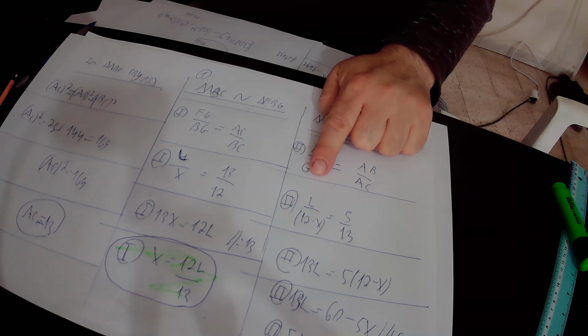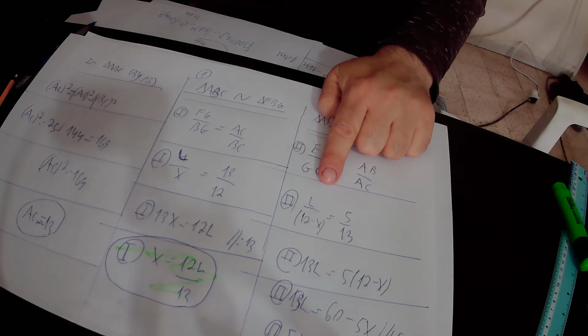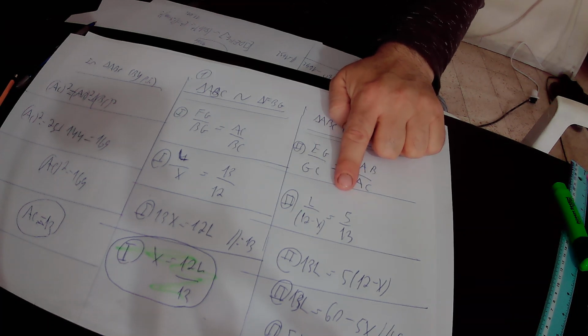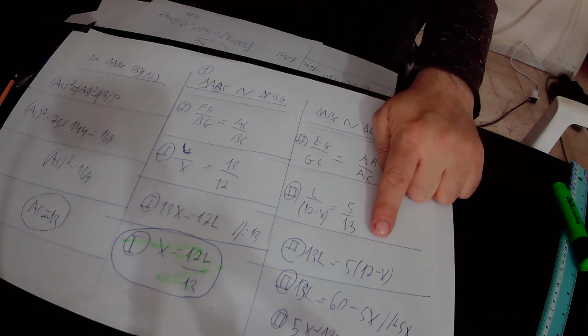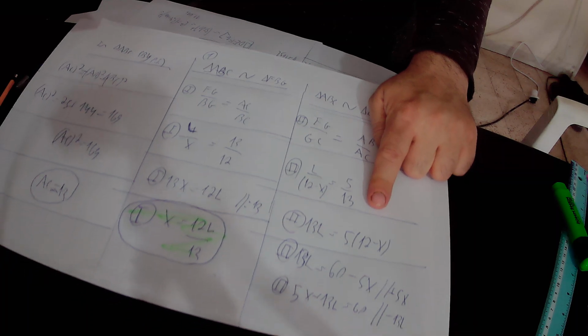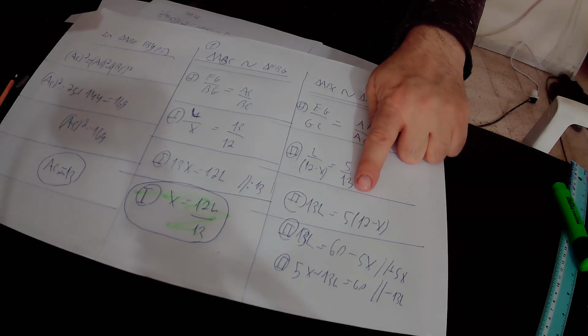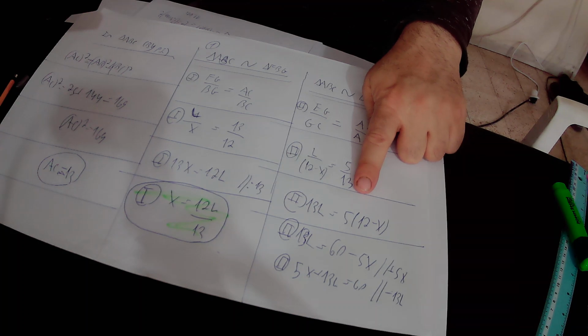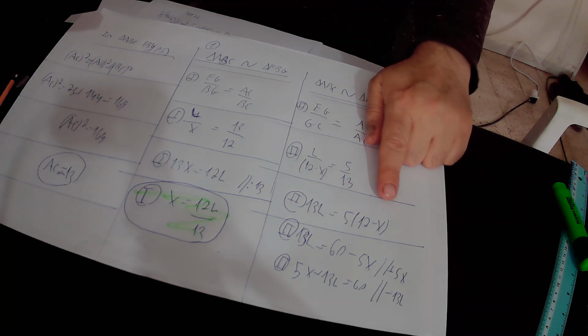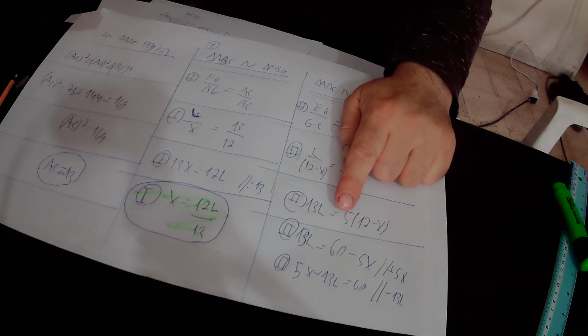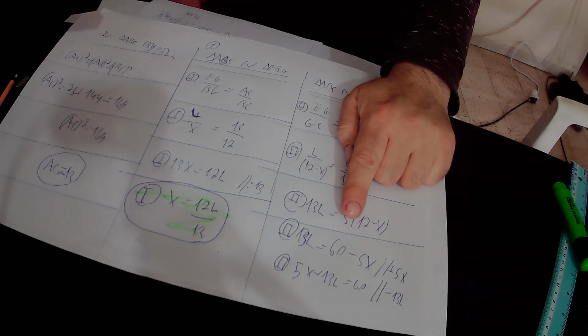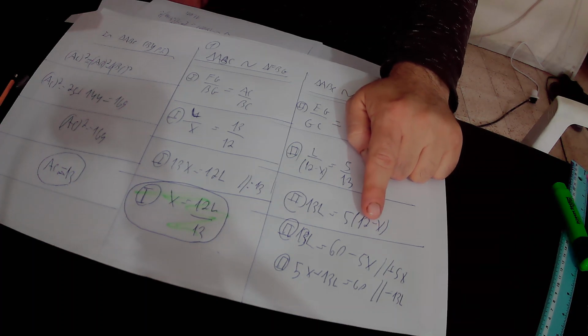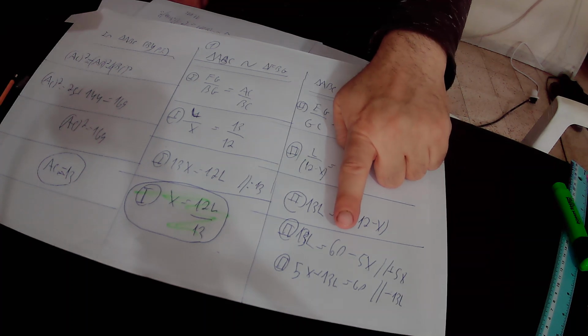In conclusion, according to equation 2, L over 12 minus x equals 5 over 13. Here we cross multiply equation 2, and finally find that 13L equals 5 times 12 minus x. So 13L equals, opening the brackets, 5 times 12 is 60, 5 times minus x is minus 5x. In conclusion, according to equation 2, 13L equals 60 minus 5x. Here we added 5x to equation 2, and found that 5x plus 13L equals 60.